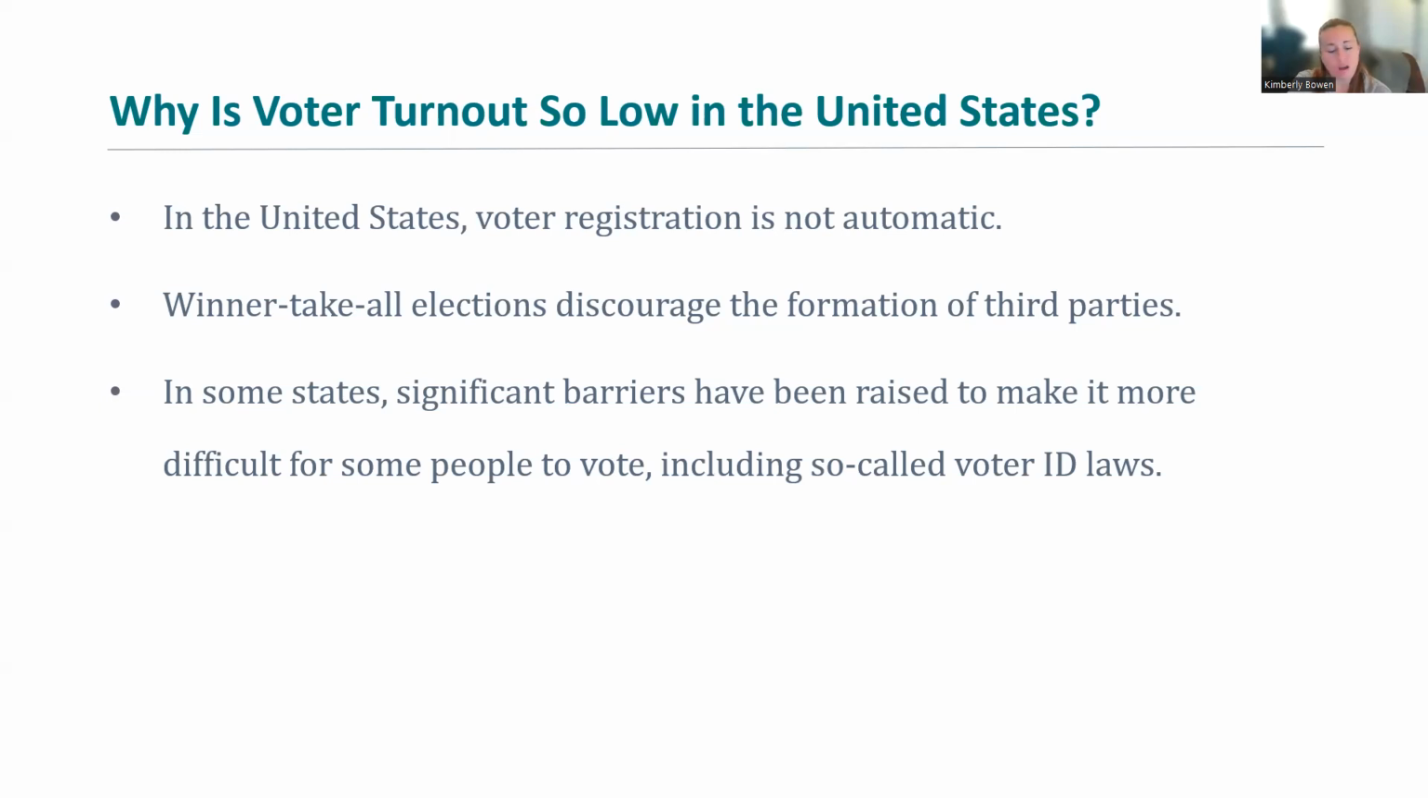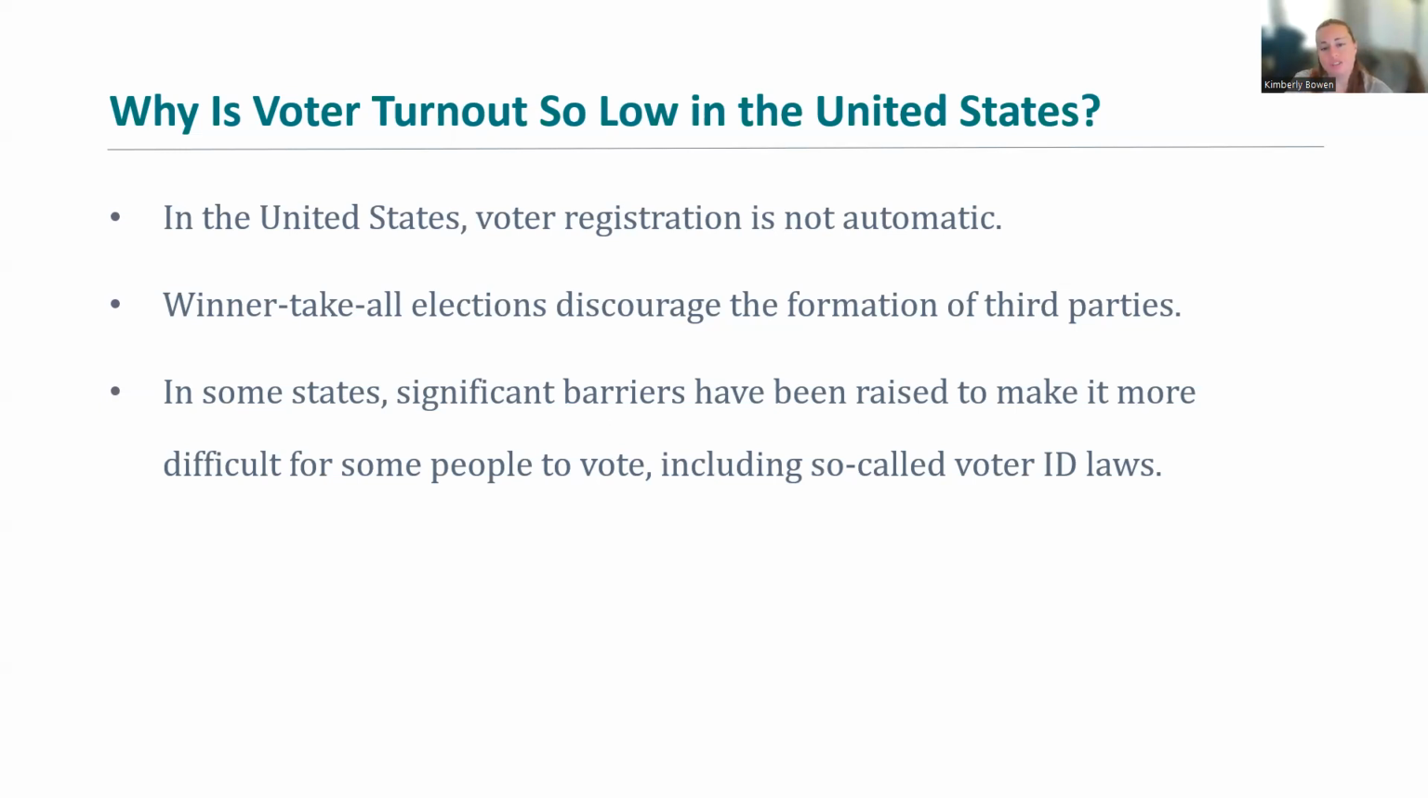Voter registration is not automatic. So in a lot of countries, once you get to a certain age or you get a certain kind of ID, then your voter registration automatically happens. But that is not the case in the US. And there is a wide variety of blocks or social injustices that cause voter registration to be increasingly difficult.